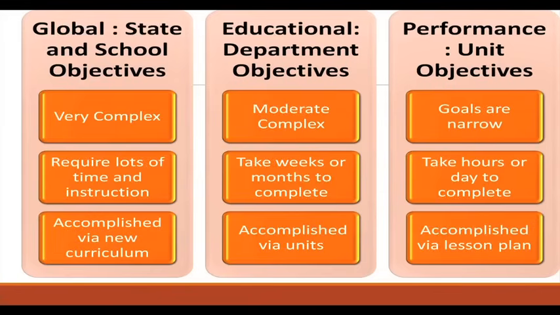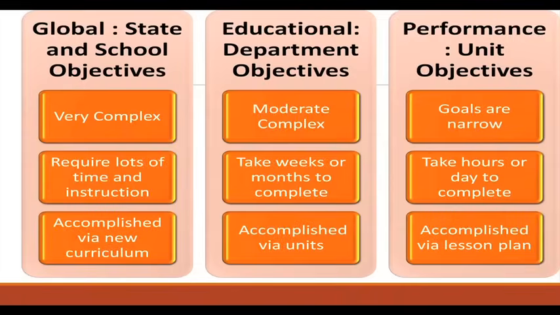In that case you require lots of time and instruction, and it is accomplished via a new curriculum. But from the global or state level to the educational or departmental level, the objective is moderately complex. You take maybe 1 week or a month to complete the objective, and it is accomplished via small units. So, there is a difference between the state and school objectives and the departmental objectives.